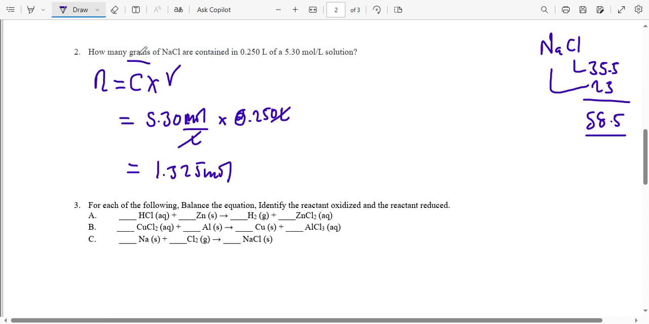Remember, I want to find out the number of grams. Mass now is number of moles times molar mass. The number of moles is 1.325. Molar mass is 58.5.